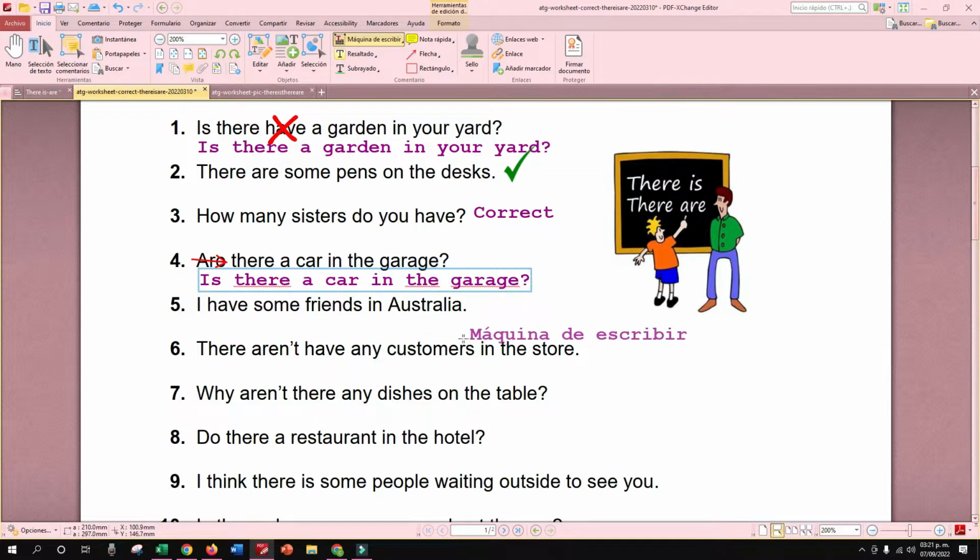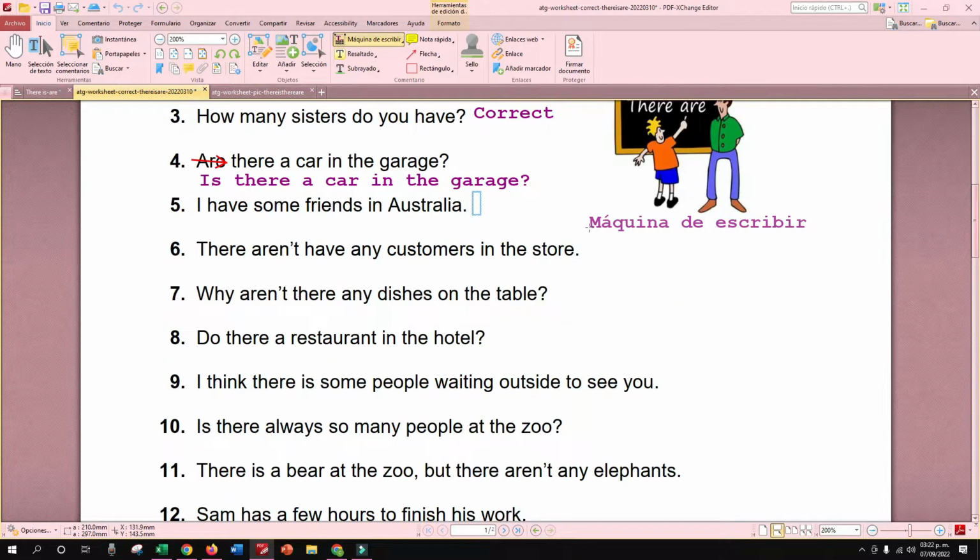Good. What about number 5? I have some friends in Australia. Is it okay, guys? That is okay, right? That's correct. Tiene su sujeto, su verbo y el complemento. So that is correct. Nice.